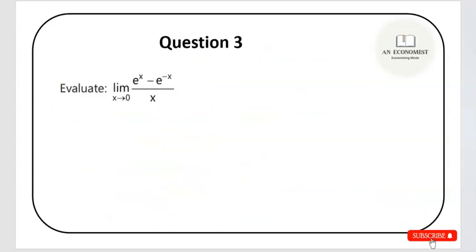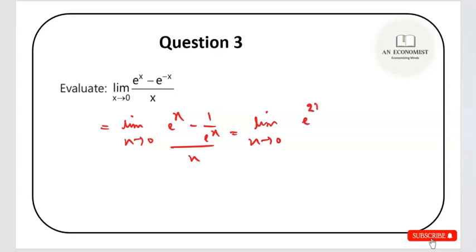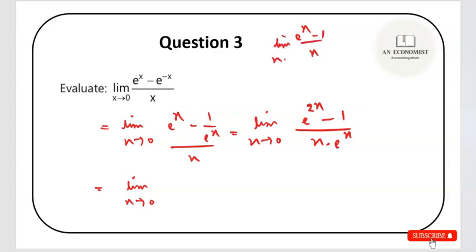And this is the final question that I want to do with you. It will be e to the power x. Now write this to be this. Okay. This can be written as e to the power 2x minus 1, x into e to the power x. Now all you need to do is to find this format, e to the power x minus 1 by x, because you know that this limit is 1, right? So try to write this in the form of this.